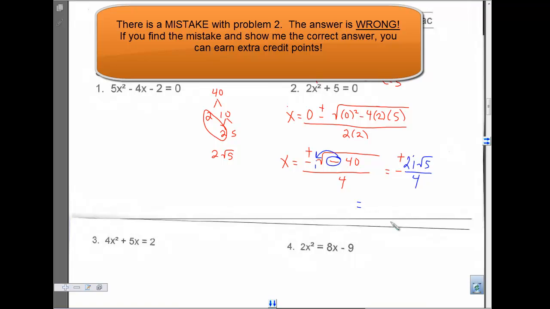Now we need to simplify further because 2 over 4 is 1/2. So this is plus or minus i times the square root of 5 divided by 2.